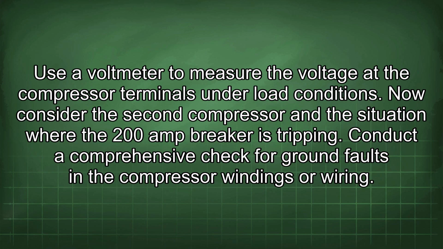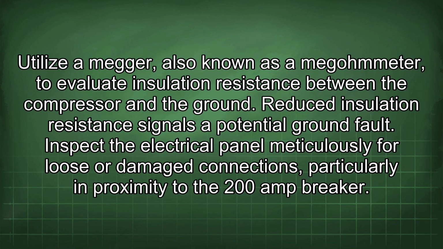Now consider the second compressor and the situation where the 200 amp breaker is tripping. Conduct a comprehensive check for ground faults in the compressor windings or wiring. Utilize a megger, also known as a megameter, to evaluate insulation resistance between the compressor and the ground. Reduced insulation resistance signals a potential ground fault.